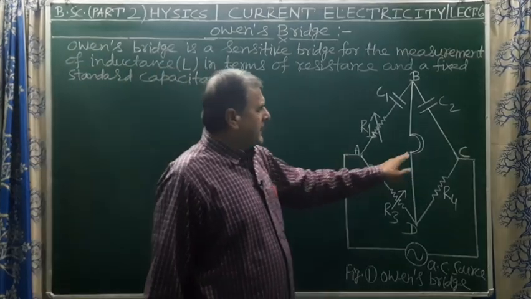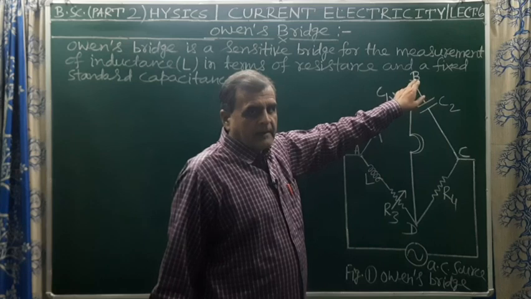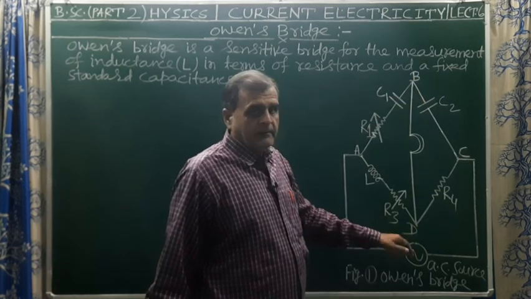A headphone is connected in the diagonal arm, that is between points B and D of the bridge.